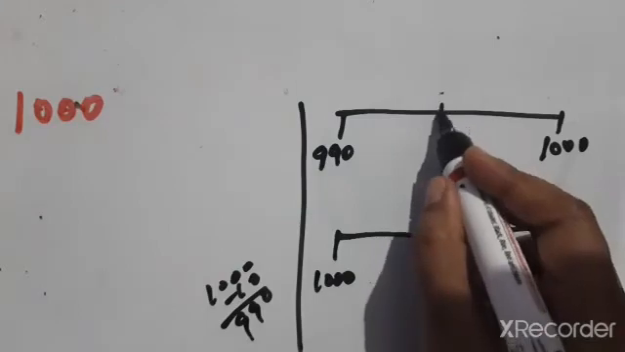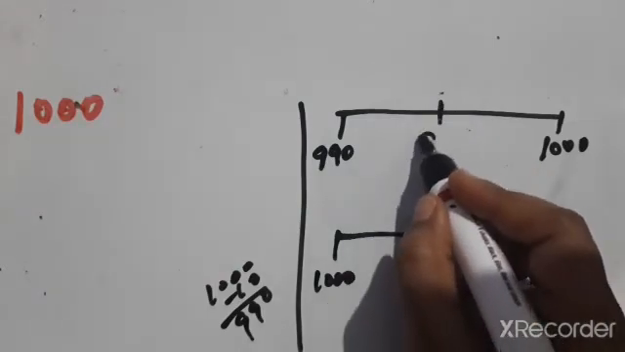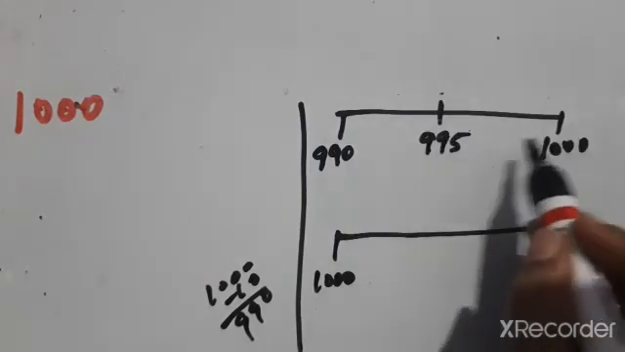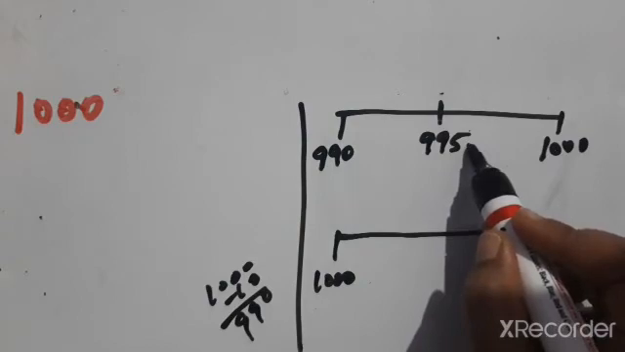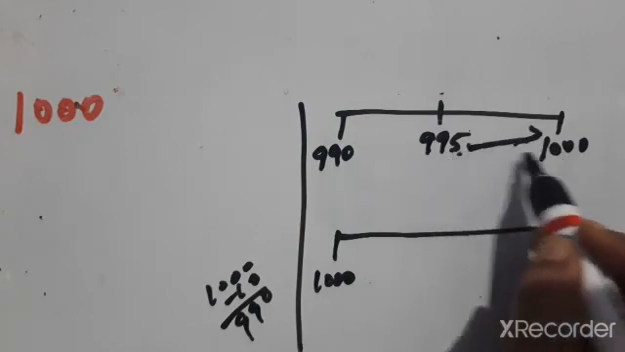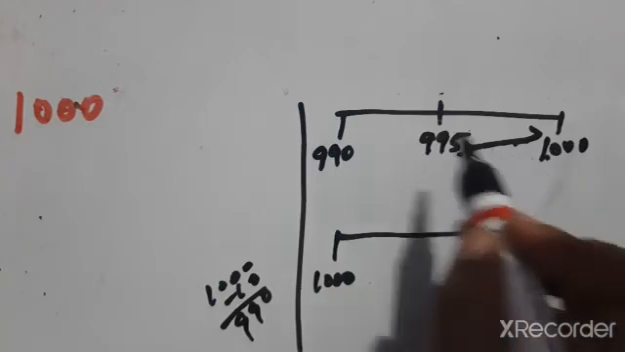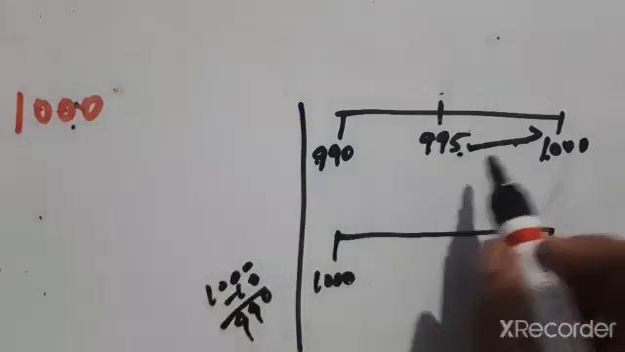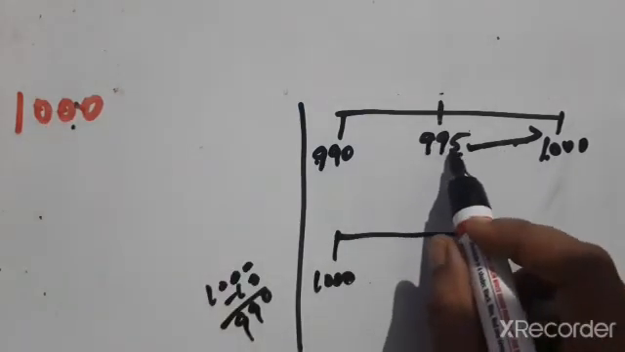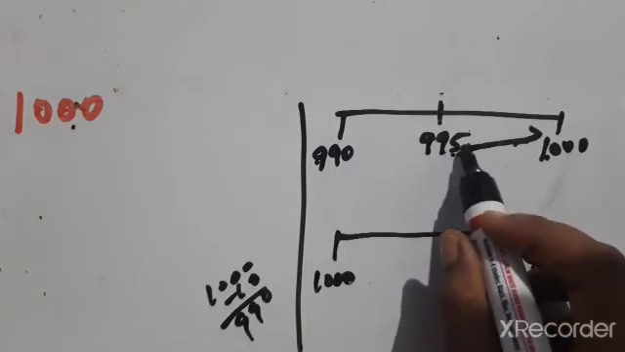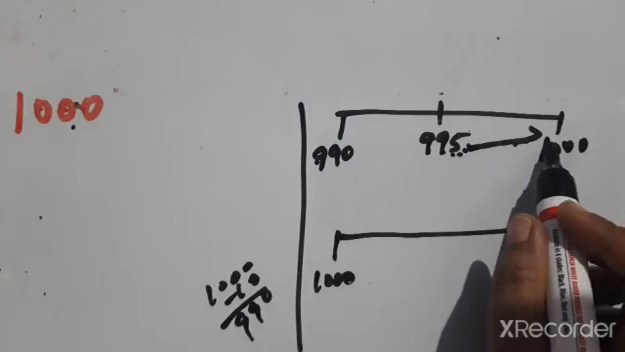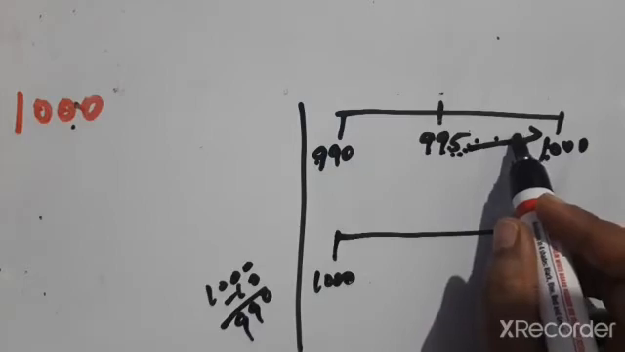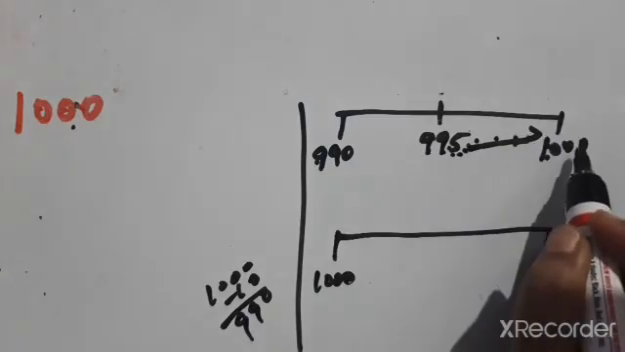The exact 5 on the number line means 995. Exact 5. So here we are rounding to 1000. Numbers from 995 to 1000 are rounded to 1000 only, and below 995 will be rounded to 990. So he asked which numbers can be rounded to 1000. Now, 995, 996, 997, 998, 999 and 1000 are rounded to 1000 only.